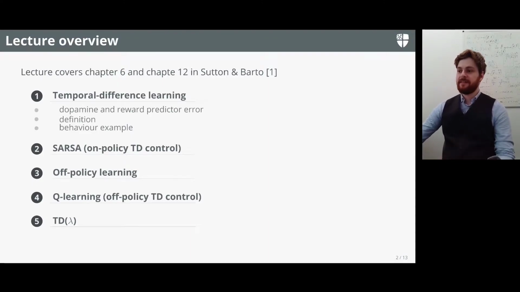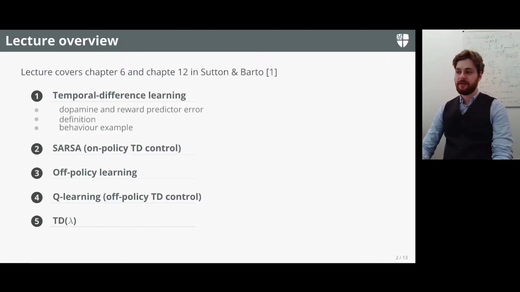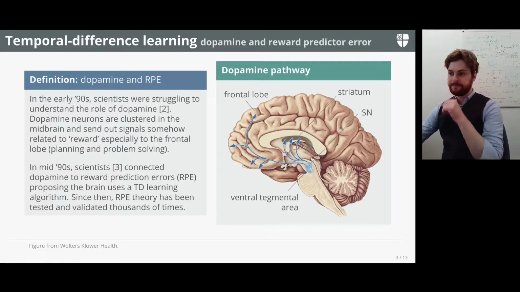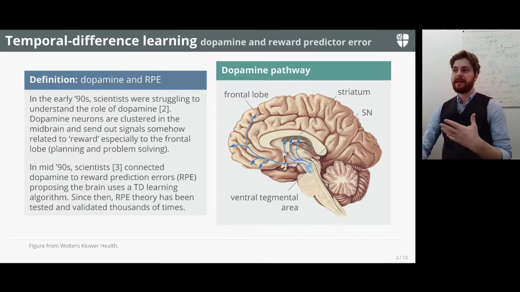So lastly, we'll see how temporal difference algorithms, or TD algorithms, relate to Monte Carlo learning that we did last week. And actually there's this full spectrum of methods between the two, which we call TD-lambda. So we'll be looking at TD-lambda at the end.